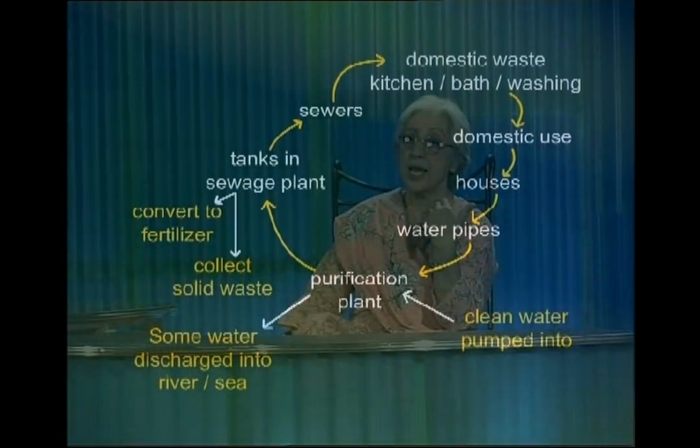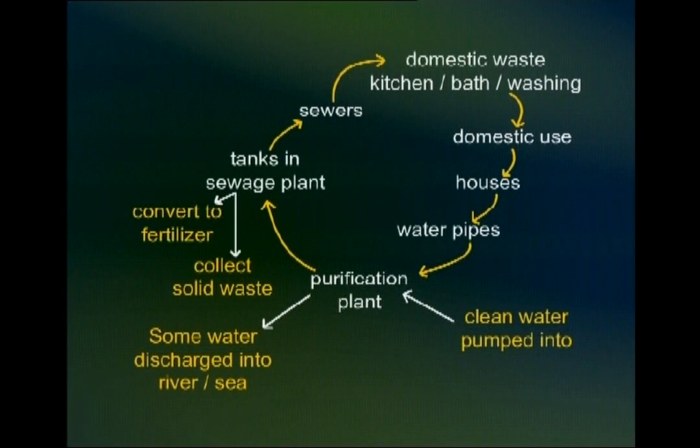Right? Now, that was a short practice session for you to realize that when you are writing a cyclic process, you have to follow the illustration, the diagram. Here is another practice session. You have a diagram which shows you how water is treated and made clean for use. Write a description of this cycle.